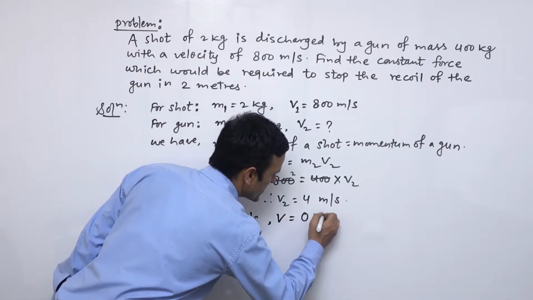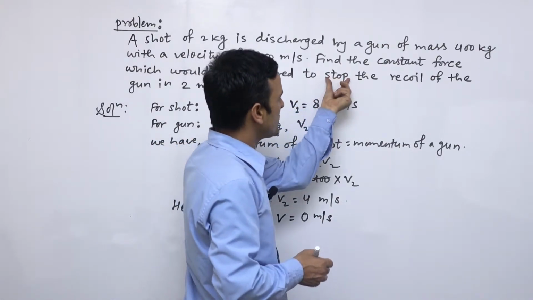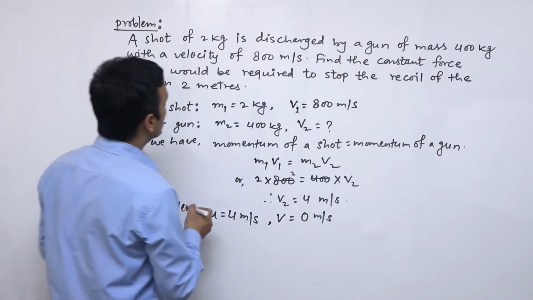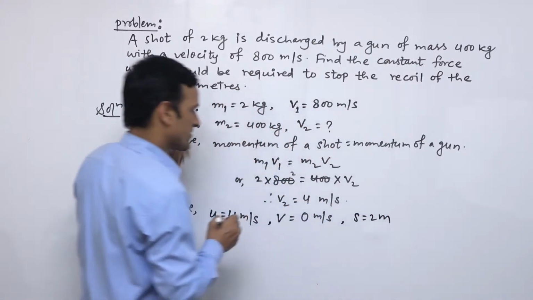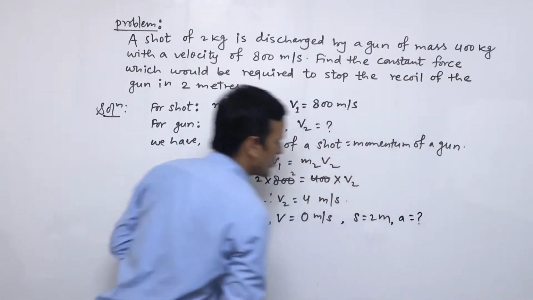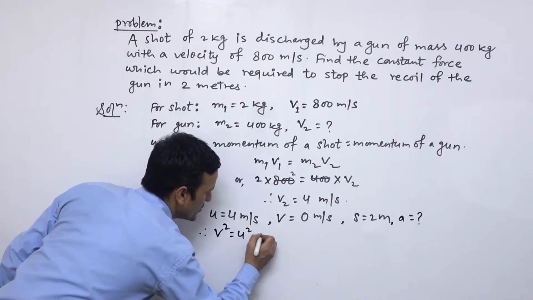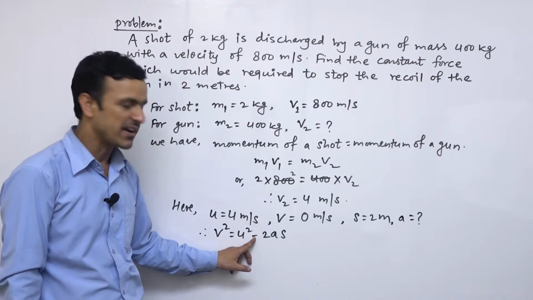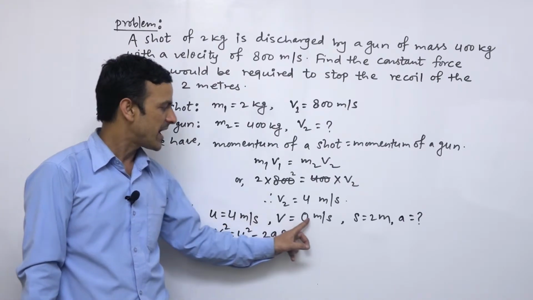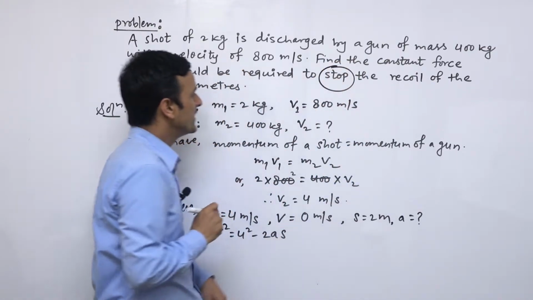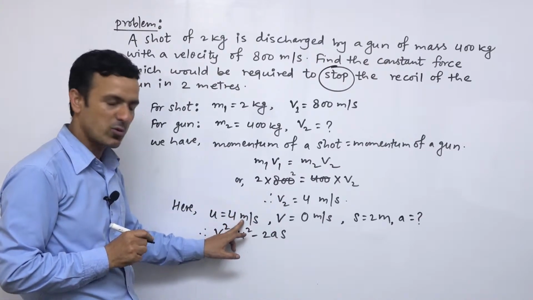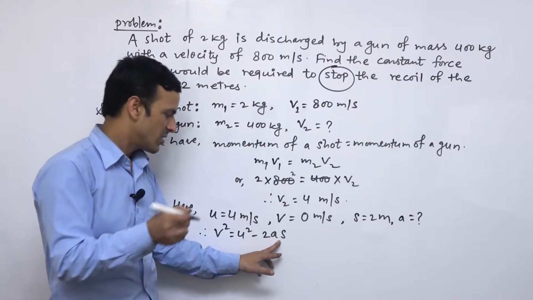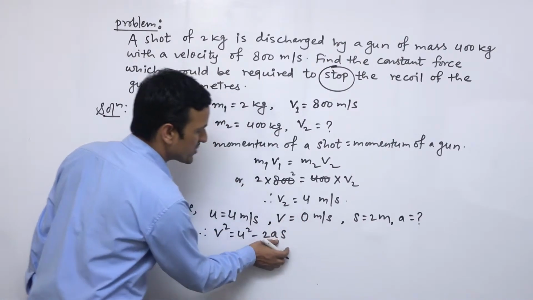For the next step, we have to write the final velocity as 0 meters per second, because we want to stop it within 2 meters. Stop means it comes to rest, and on coming to rest its velocity will be 0 meters per second, and it covers a distance of 2 meters. So now we can find a, a is equal to what, using the formula v square is equal to u square minus 2as. Since the velocity is decreasing, a retarding force acts, that's why we write minus. The initial velocity was 4, the final is 0 because it stopped. We have to apply an opposing force, a decreasing force, to stop it, so we write minus.